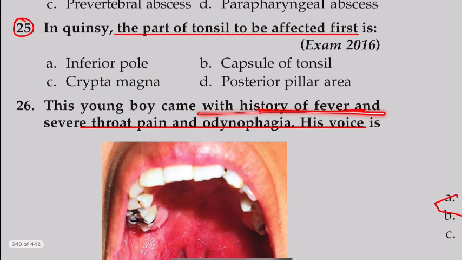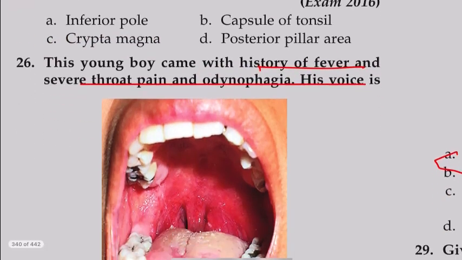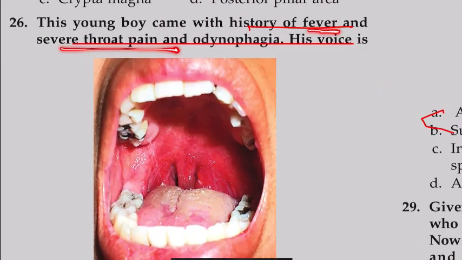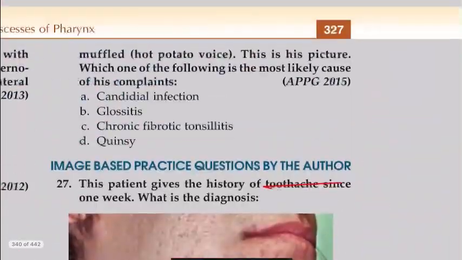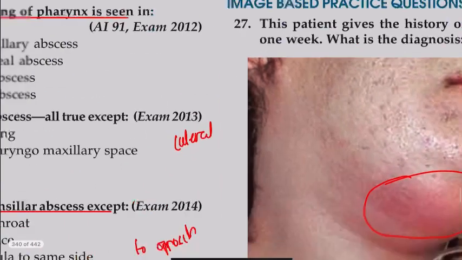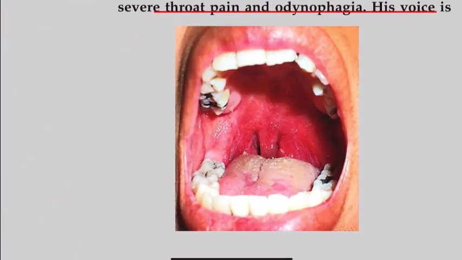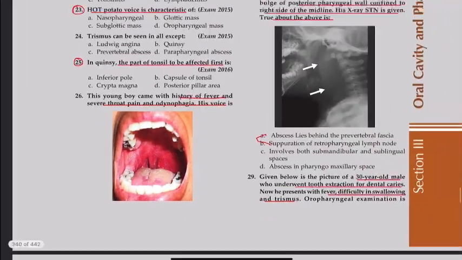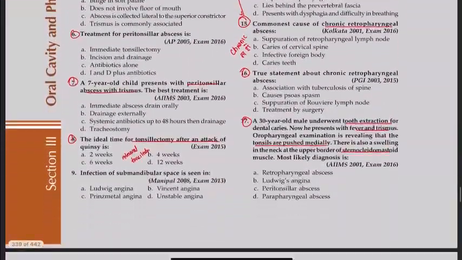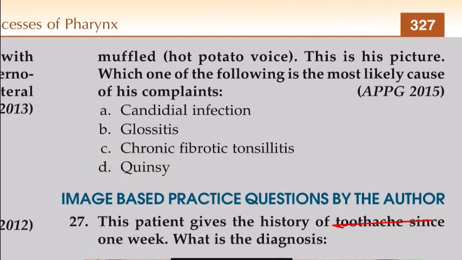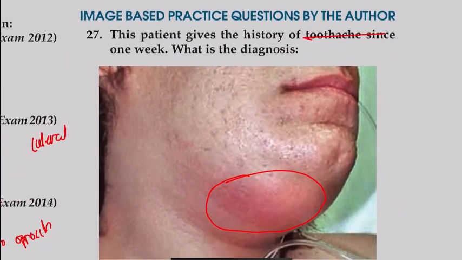A young boy came with a history of fever, severe throat pain and odynophagia. His voice is muffled, hot potato voice. In this picture, which one of the following is the most likely cause of his complaint? This is because of Quinsy, that is peritonsillar abscess.